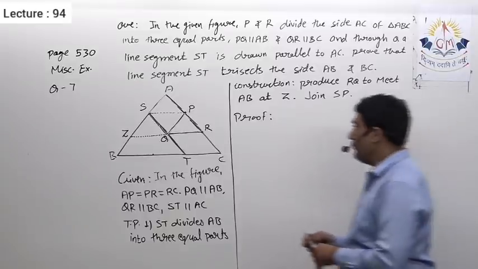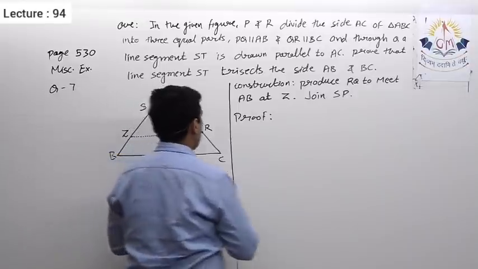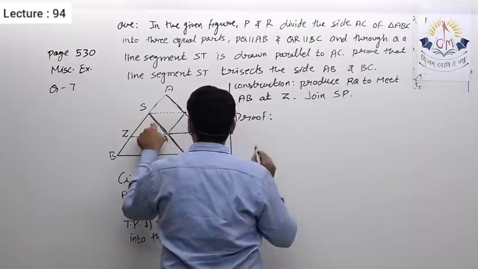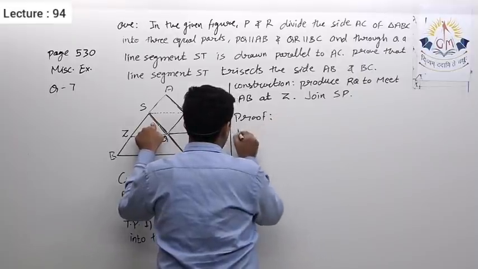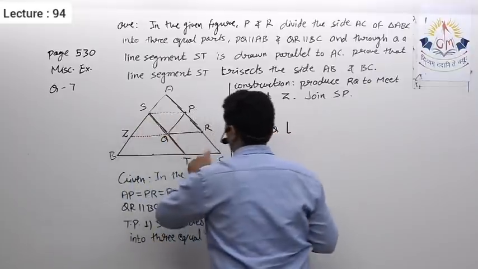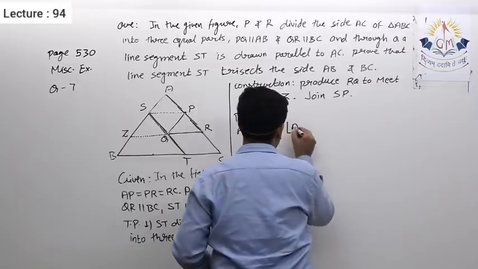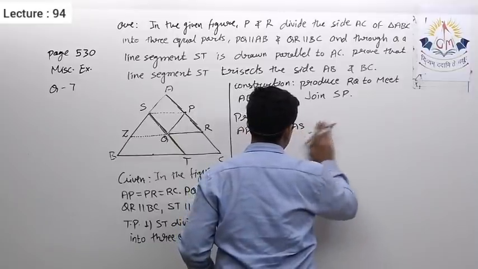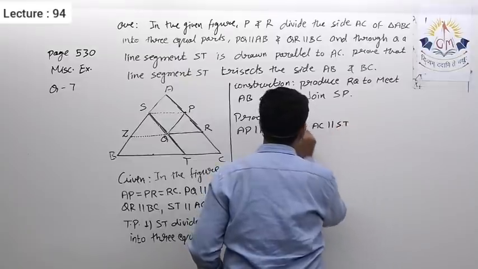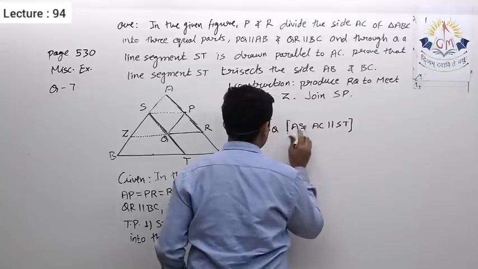Okay, so in the proof, first of all, I will prove ASQ is a parallelogram. So AP is parallel to SQ. Why AP parallel SQ? Because it is given AC parallel ST. As AC is parallel to ST, that is given.